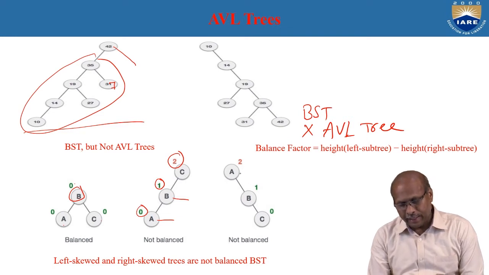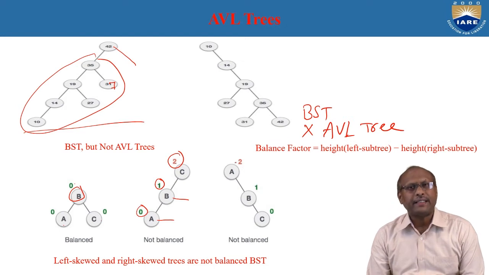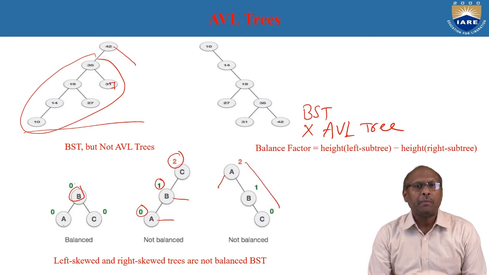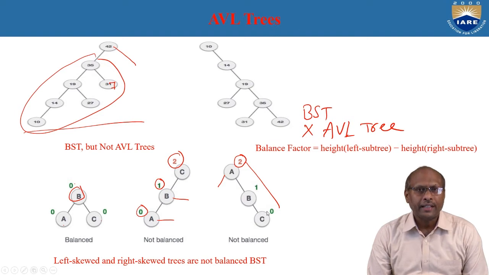Similarly, think about this tree: A's right is B, B's right is C, so it is completely on the right side, one side. Its right side height is 2, but its left side height is 0. So it is imbalanced. That's why the balance factor at A is 2. Okay. So it is also not an AVL tree.